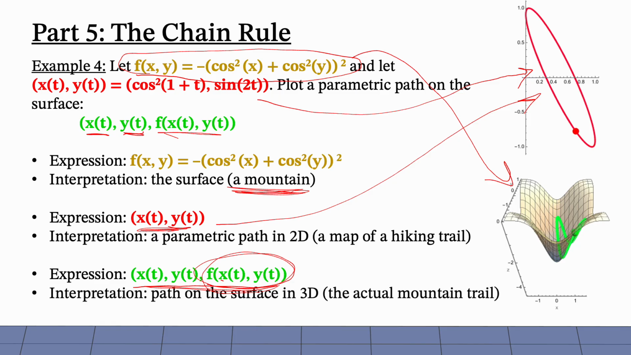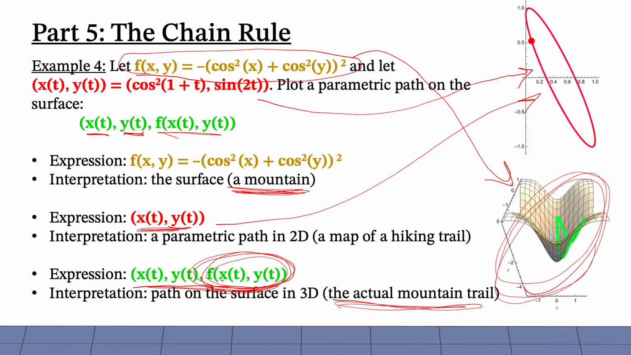And so it's the actual path that you're walking on that 3D surface living in 3D. It's the actual mountain trail. And there's some difference between the two because you have a change in altitude. Your f of x of t, y of t is changing as you're going on that hike. And you could see that happening in this GIF, right? You're going uphill, and then you're going downhill, and then you're going uphill again. And that's not reflected on this hiking map in the red plot. All right, so let's continue here.